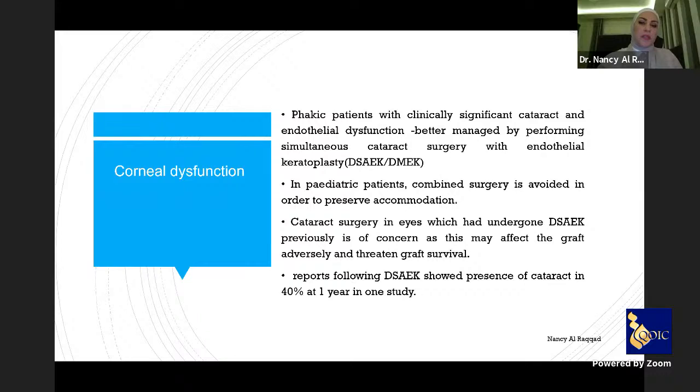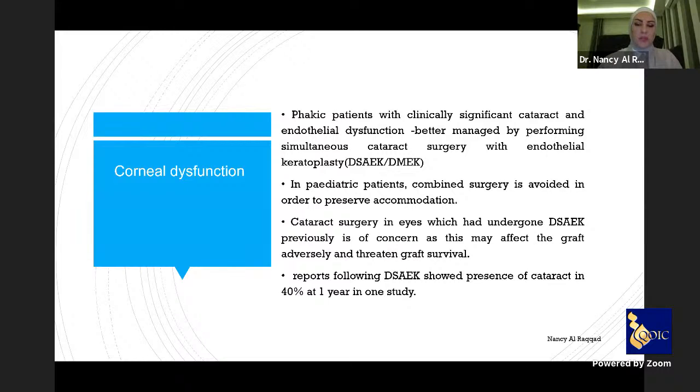What if there's corneal dysfunction? Now, phakic patients with clinically significant cataract and endothelial dysfunction are better managed with performing simultaneous cataract surgery with the endothelial keratoplasty, whether it's a DSEK or a DMEK. In pediatric patients, combined surgery, we avoid it because we have to preserve the accommodation.